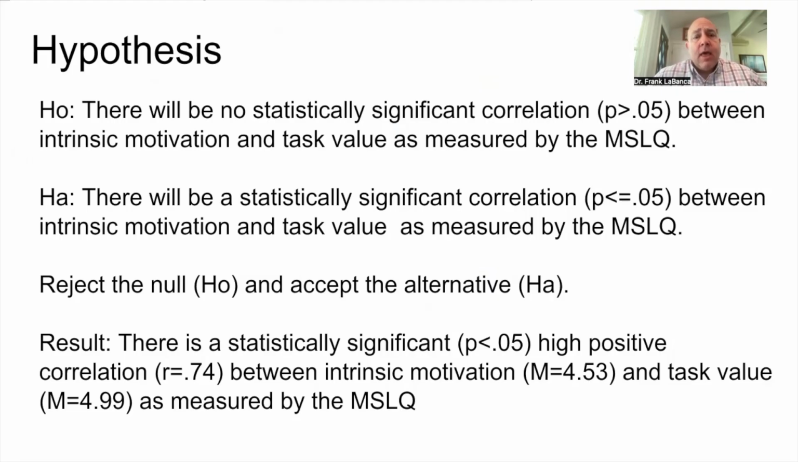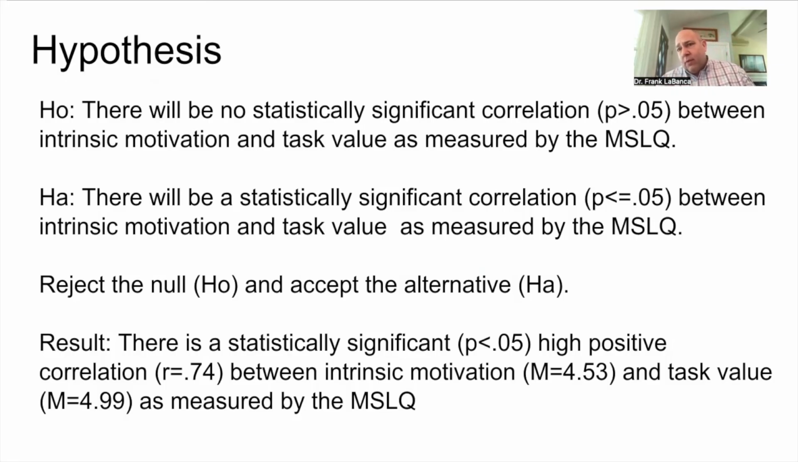Follow the pattern. There will be no statistically significant correlation, p greater than 0.05, between intrinsic motivation and task value as measured by the MSLQ. There will be a statistically significant correlation, p less than 0.05. We reject the null and we accept the alternative. And let's do the write-up on this one.